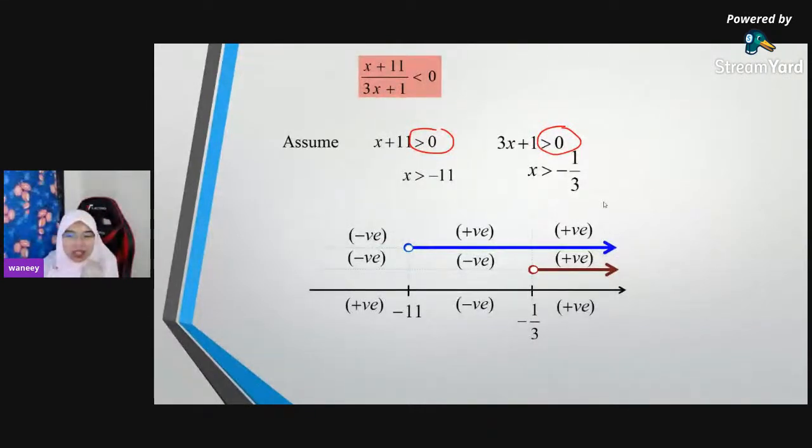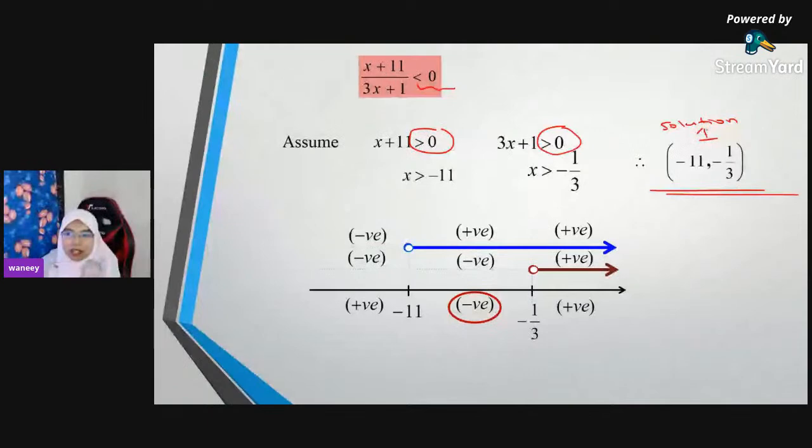So positive, negative, positive, and then we do want something to be less than 0. So it should be a negative answer. So our final answer is negative 11, negative 1 over 3. So this is the answer for the left hand side. So this is solution 1.